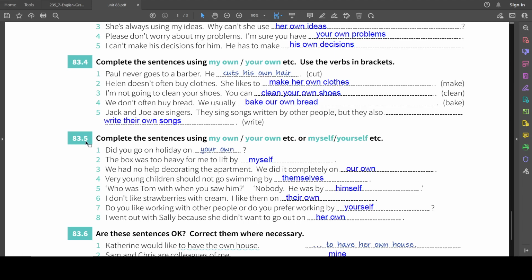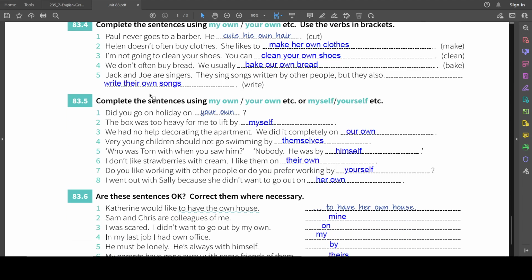Let's move on to the next one. Complete the sentences using my own, your own, etc., or myself or yourself. Okay. For example, did you go on holidays on your own? Right? We're talking about doing something by yourself, alone. Okay. For example, the box was too heavy for me to lift by myself.